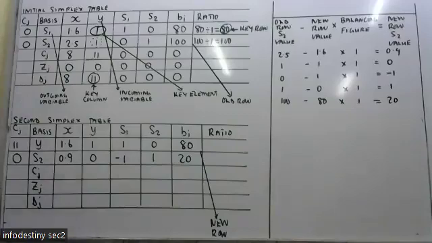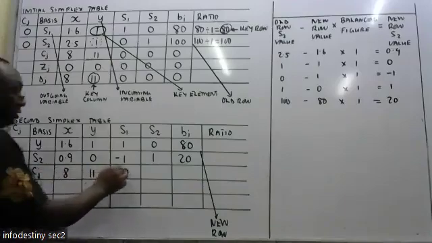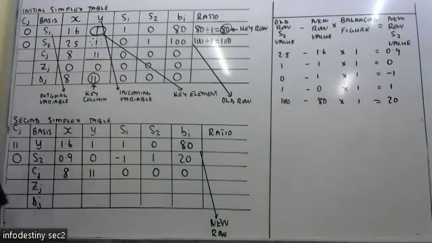Haya. Kuja kwa huyu CJ, the values remain as I told you. So it is going to be 8. This is 11. This is 0, 0, and 0. Copy that.